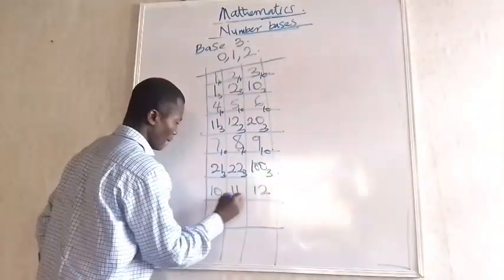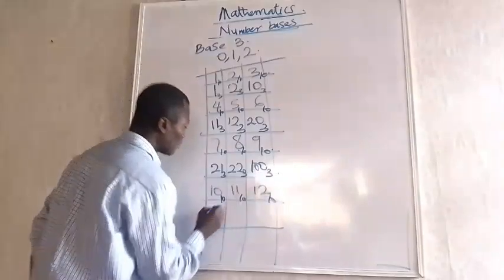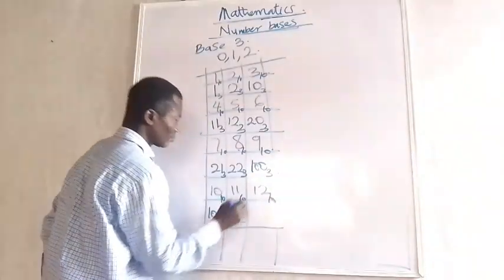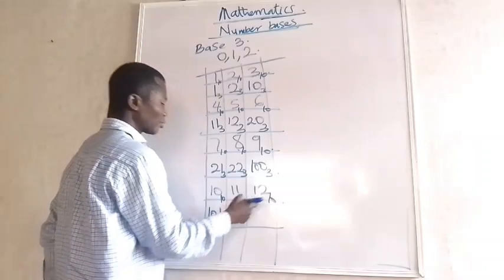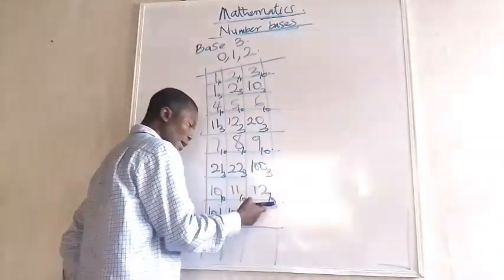Now, I'm going to have 1, 0, 1. 1, 0, 2. And this one will now become 1, 1, 0.